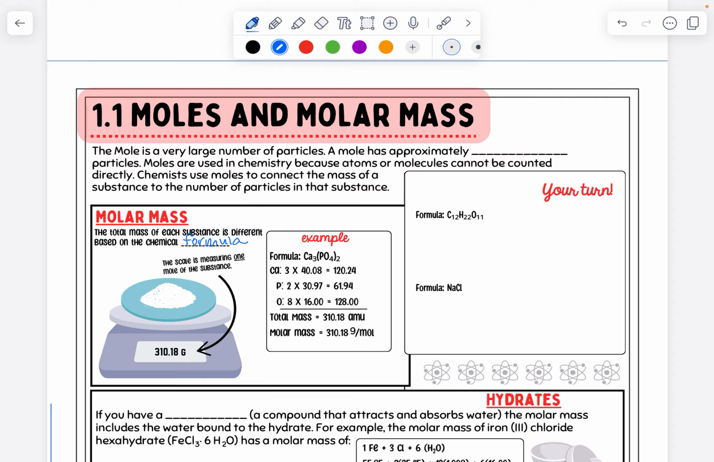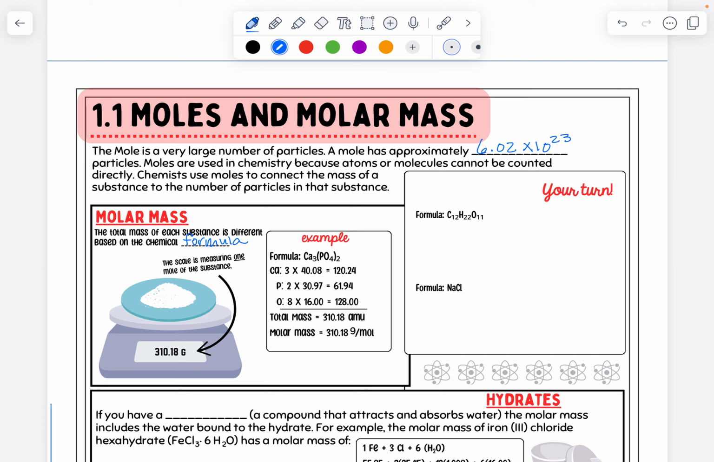So the mole is a very large number of particles. A mole has approximately 6.02 times 10 to the 23 particles. Now again, it could be particles, it could be atoms. If I had a mole of shoes, it would be 6.02 times 10 to the 23 shoes. So it's just a number that designates what a mole is. Similar to a dozen. A dozen says you have 12, right? So a mole is 6.02 times 10 to the 23.